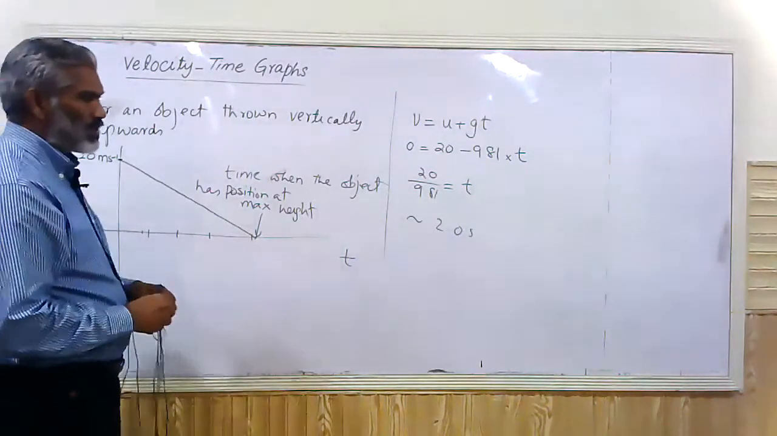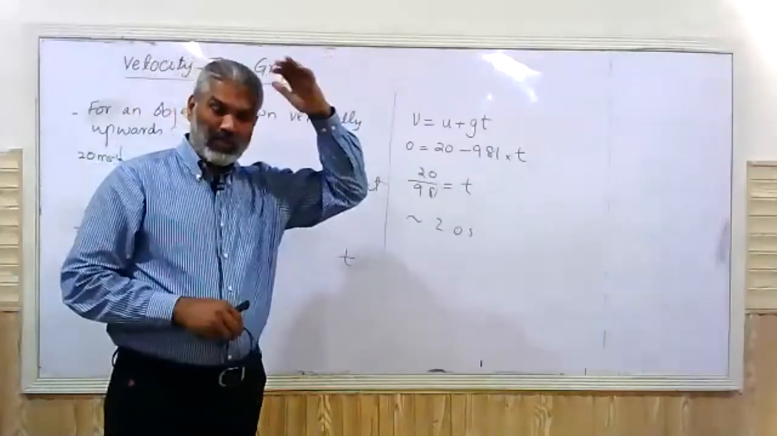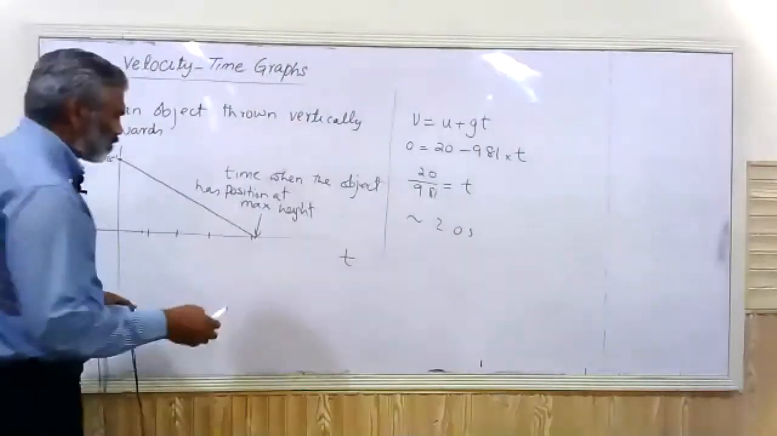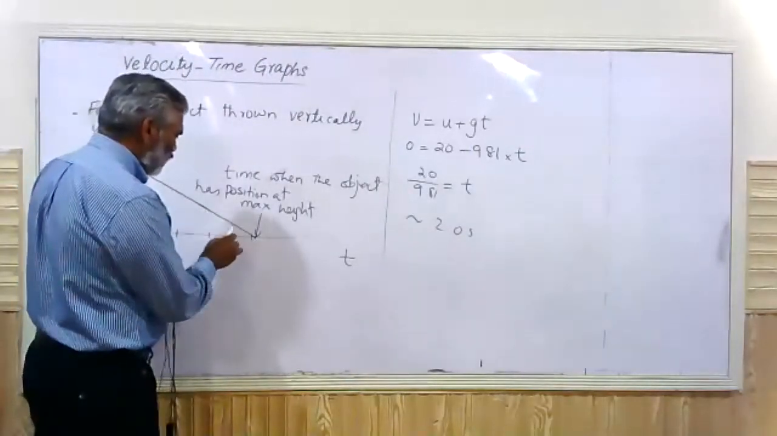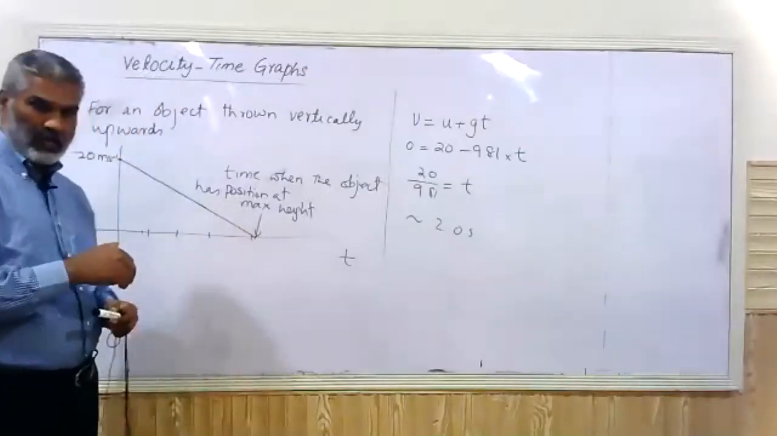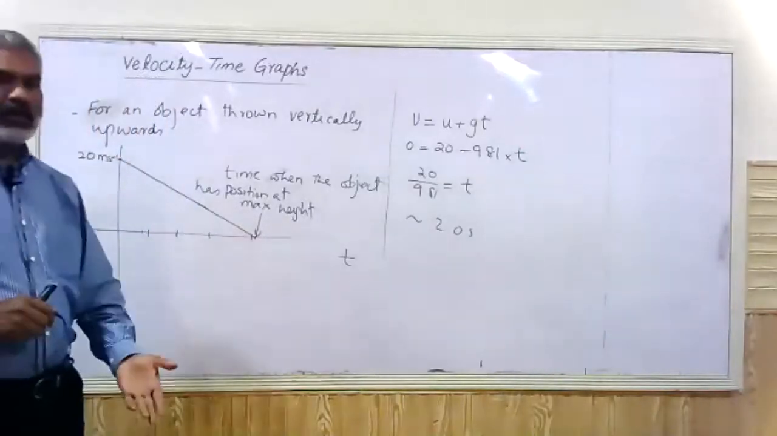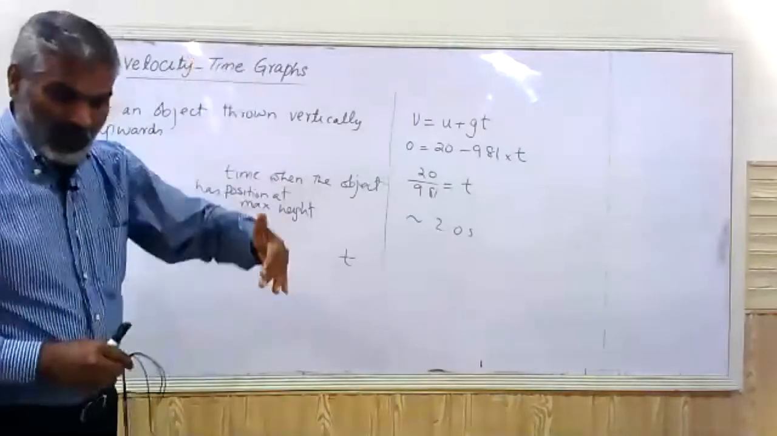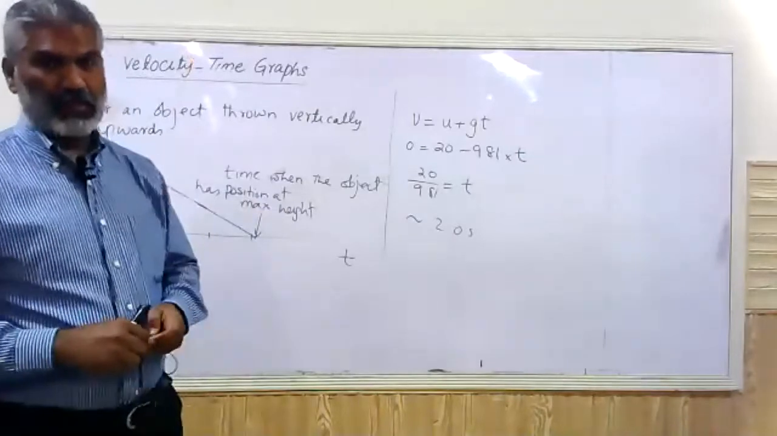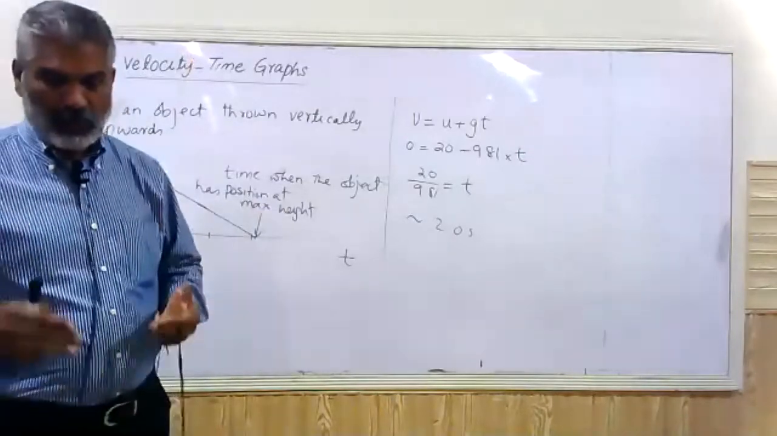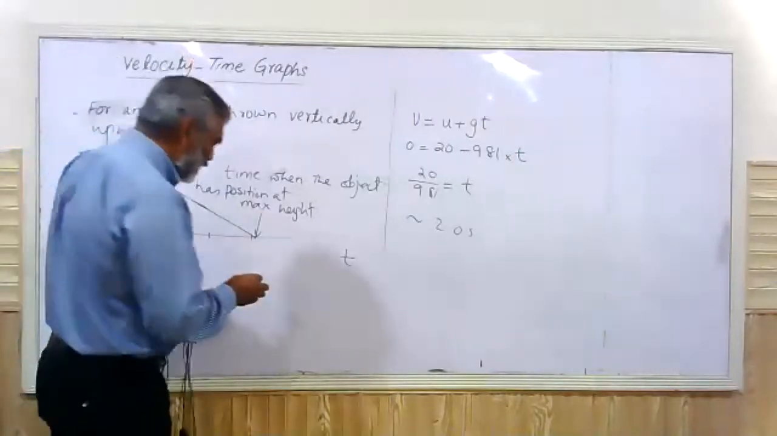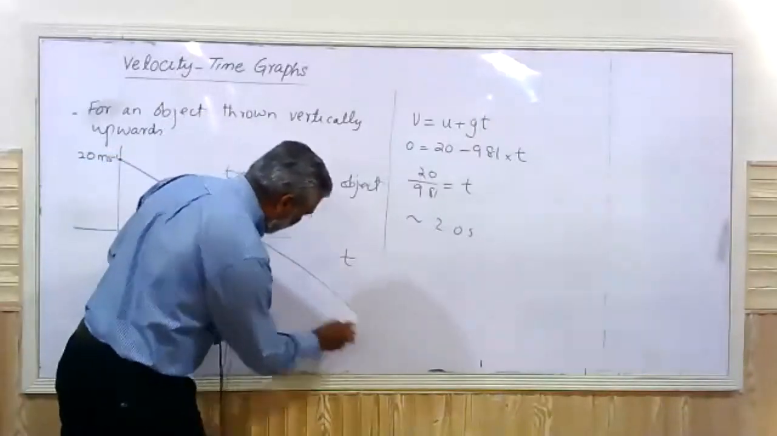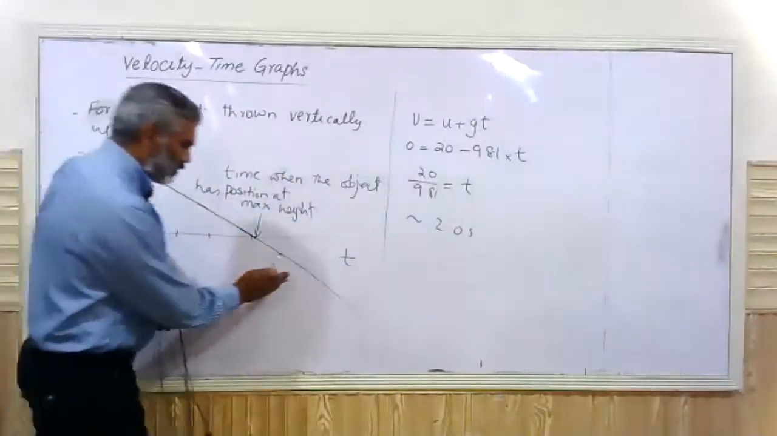But what happens after it reaches the maximum height? It doesn't stay there, obviously. It starts falling down. This graph now shows the velocities in the opposite direction. So if during the upward motion, all the velocities are taken positive, now that the object has started falling down, it has changed its direction, so all the velocities will now have negative values. So this graph continues in this manner. So straight line.